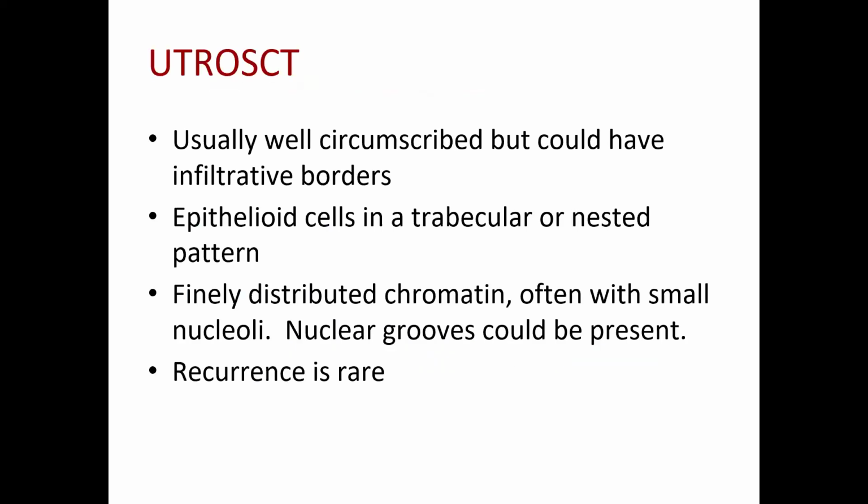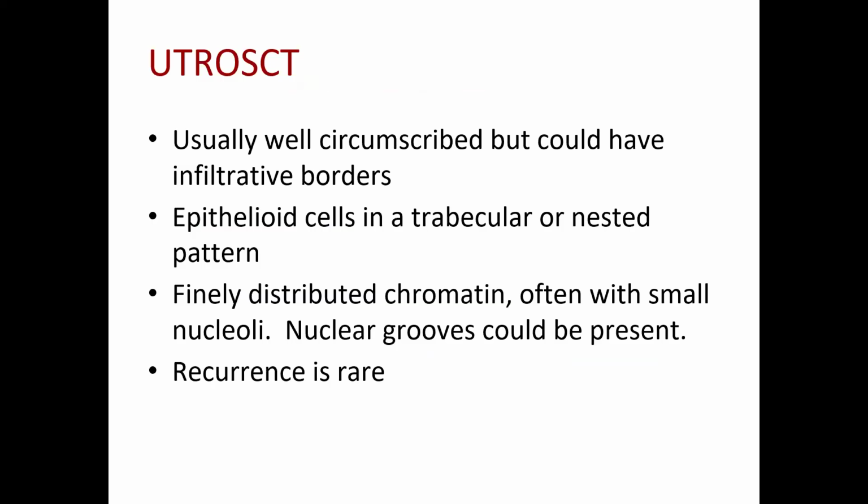Quickly, some miscellaneous tumors from the WHO classification. You have the uterine tumor resembling ovarian sex-cord tumor. These are usually well circumscribed, usually are benign. They do nothing about them. Cells are epithelioid. It looks unusual.